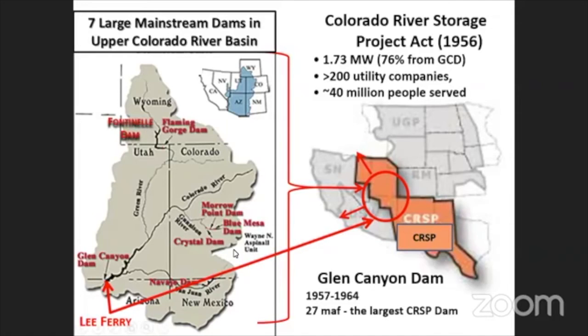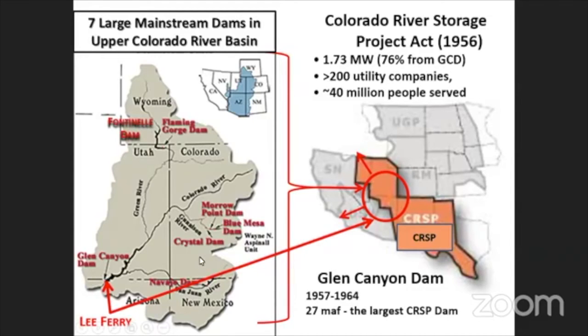Up in Wyoming, the Fontenelle and Flaming Gorge dams. In Colorado, the Morrow Point, Blue Mesa, Crystal dams, Navajo Dam on the San Juan River, and at the very bottom of the upper basin, near Lee's Ferry, Glen Canyon Dam. The boundary of the upper and lower basin is a place called Lee's Ferry, about a mile downstream from Lee's Ferry. So of these, Glen Canyon Dam was constructed from 1957 to 64, and it's the largest CRSP dam.